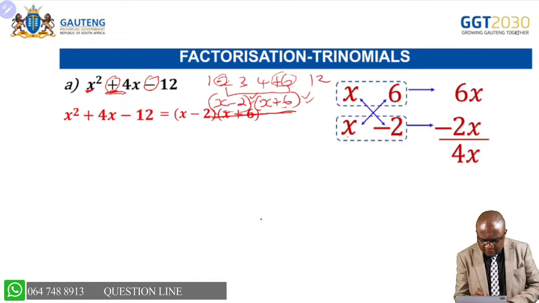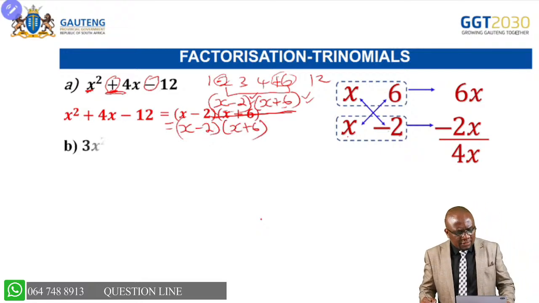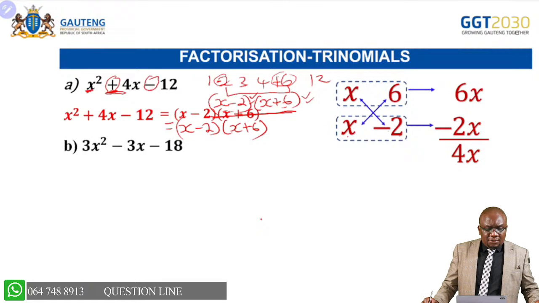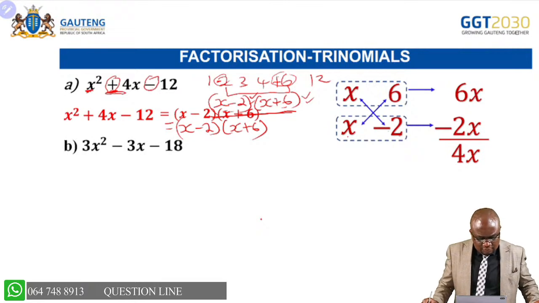Sorry for that. Let me write it underneath here so that it's clear. X minus 2, I wrote on top of my thing. X plus 6. We have factorized. Okay? Let's go to the next one. Right. 3x squared minus 3x minus 18.